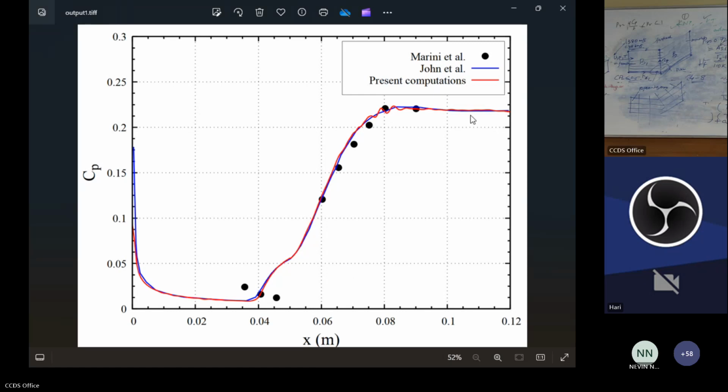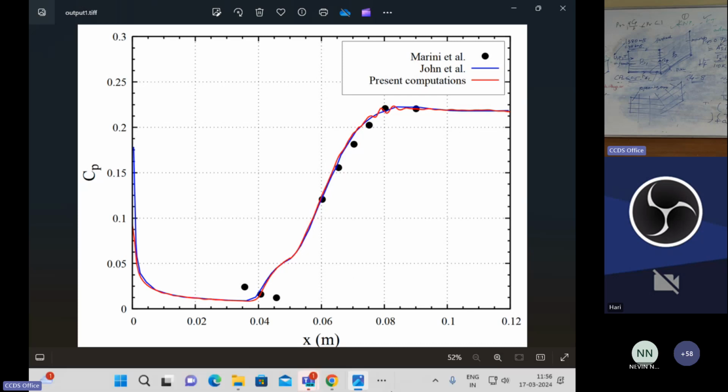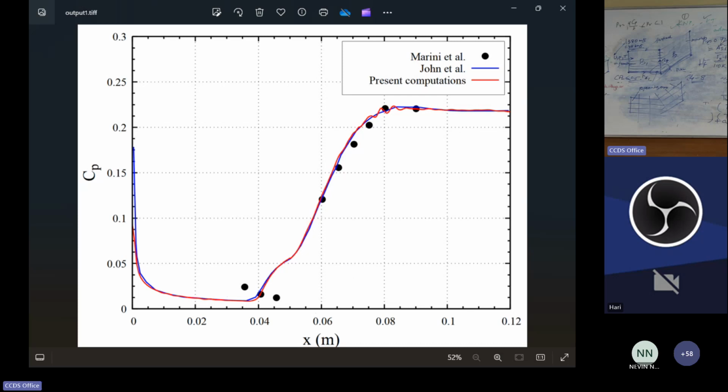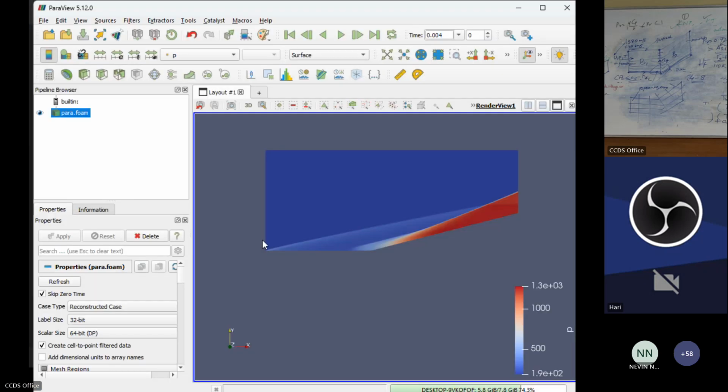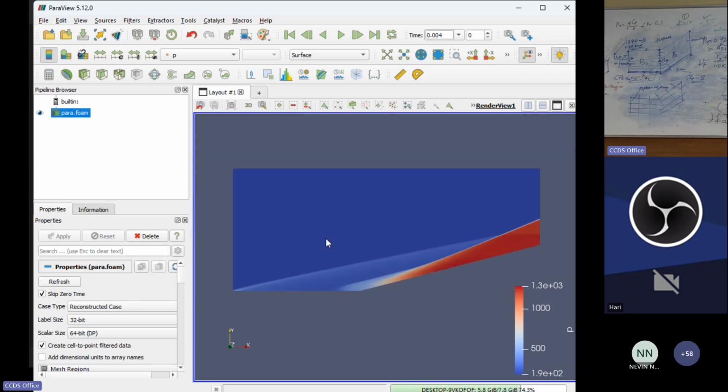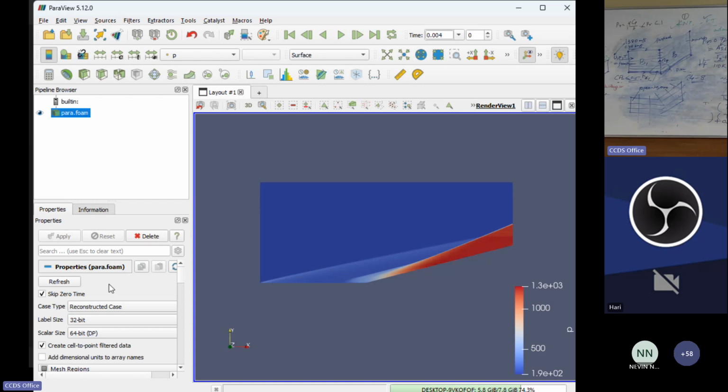Something like this. I have already provided the data of John et al. and Marini et al. You can use any plotting software, as I have already told you, and you can obtain this kind of plot. For extracting this data for the present computations, it is a little bit tricky. If there is any problem, please halt me in between. Please ask me in between.